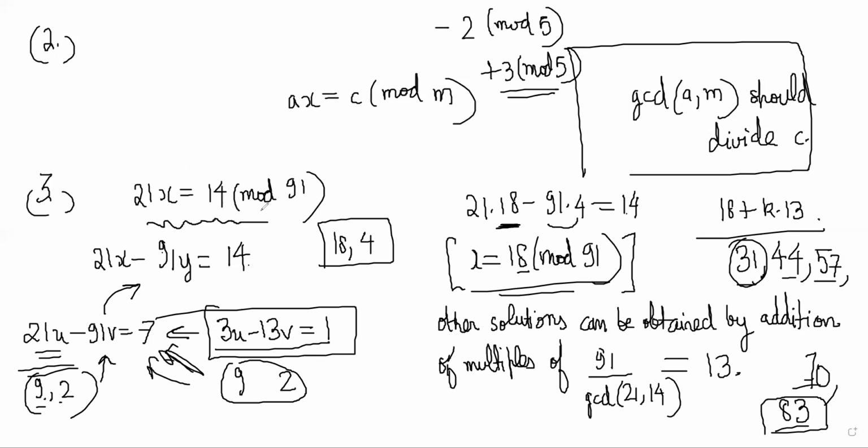So the idea is, once you get one solution, whichever one you got, the 96 one or the 83 one, after that also you can add multiples of m by g, and then you will get all the others. So this is how you do this one. Hopefully question 6, 5 and all will also be similar. You can do that.